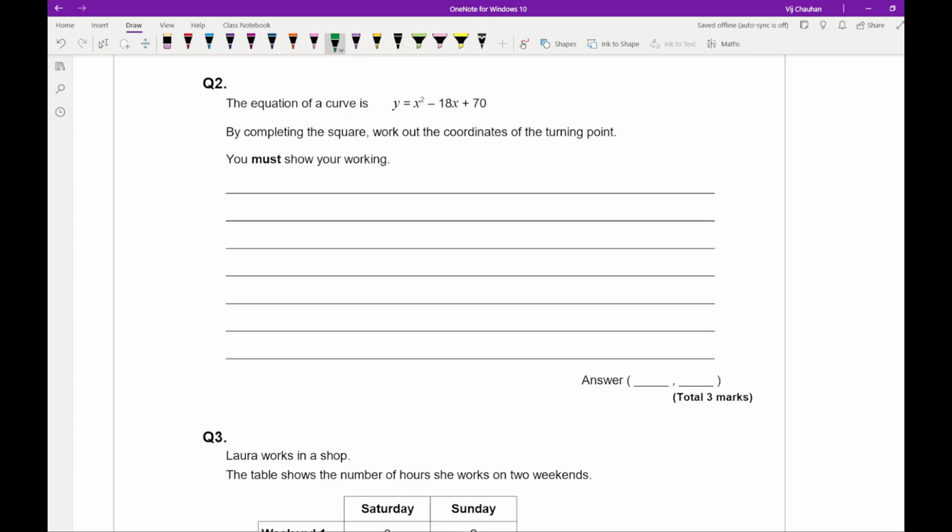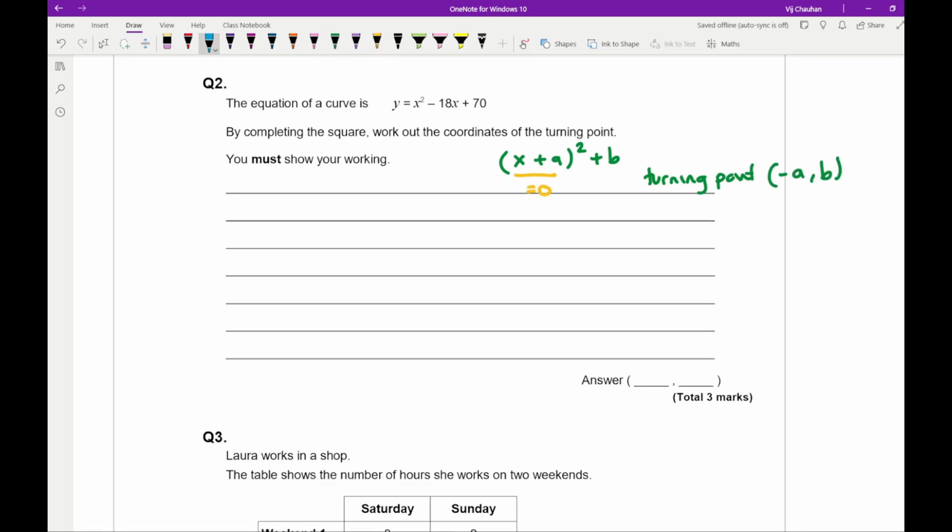So for this, what we need to remember is when we have it in completing the square form, then the turning point is going to have a coordinate of minus a, b. Now the minus a basically is the value of x that makes this bracket equal to 0.